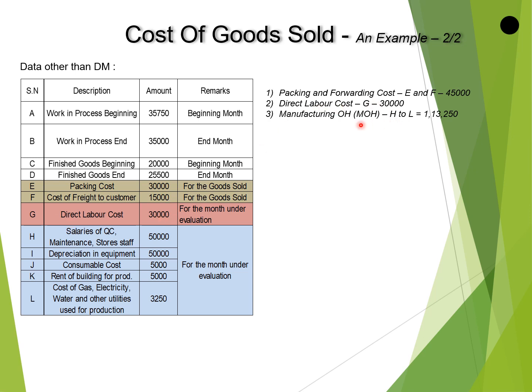Manufacturing overheads H2L, these are all manufacturing overheads. This is salaries to QC staff, maintenance and store, then depreciation of the equipment, then consumable cost, then rent of the building being used for the production, then cost of the utilities like gases, electricity, water, etc. So all these manufacturing costs put together is 1,13,250. These are all assumed figures.